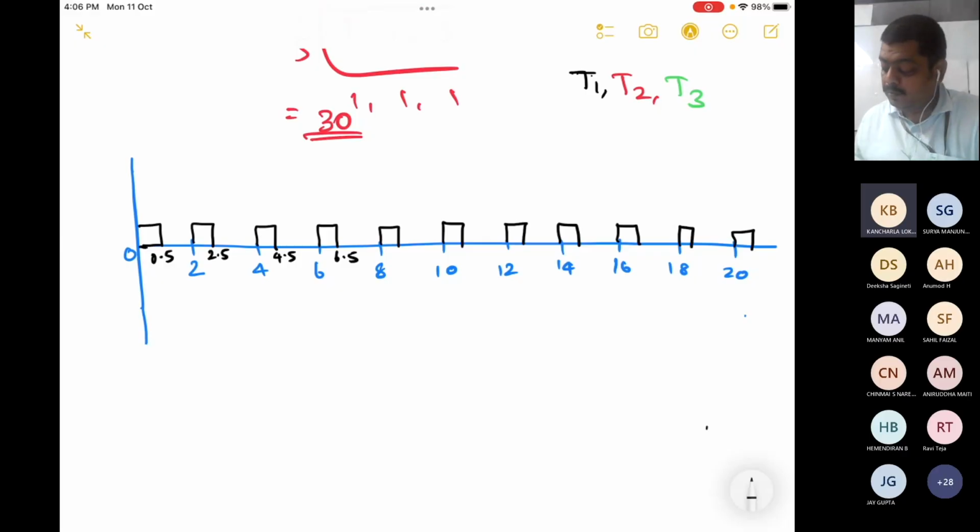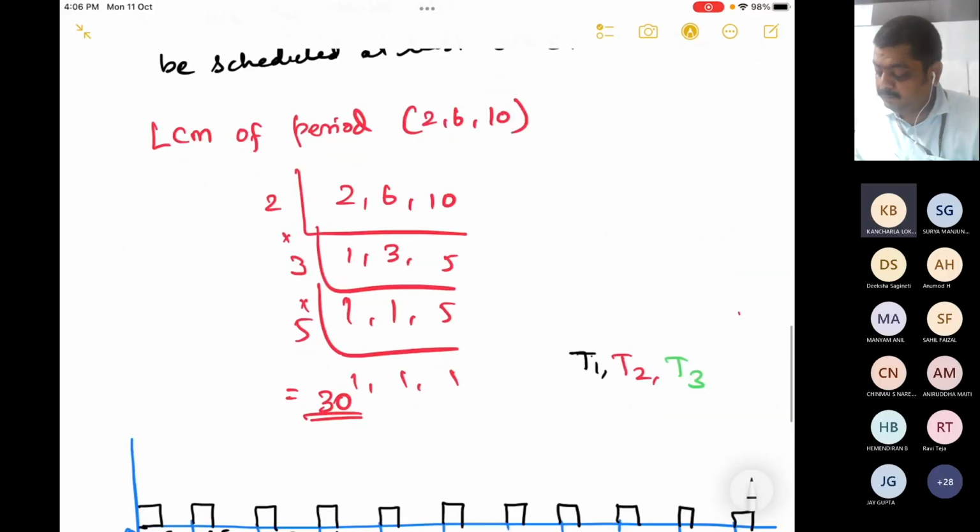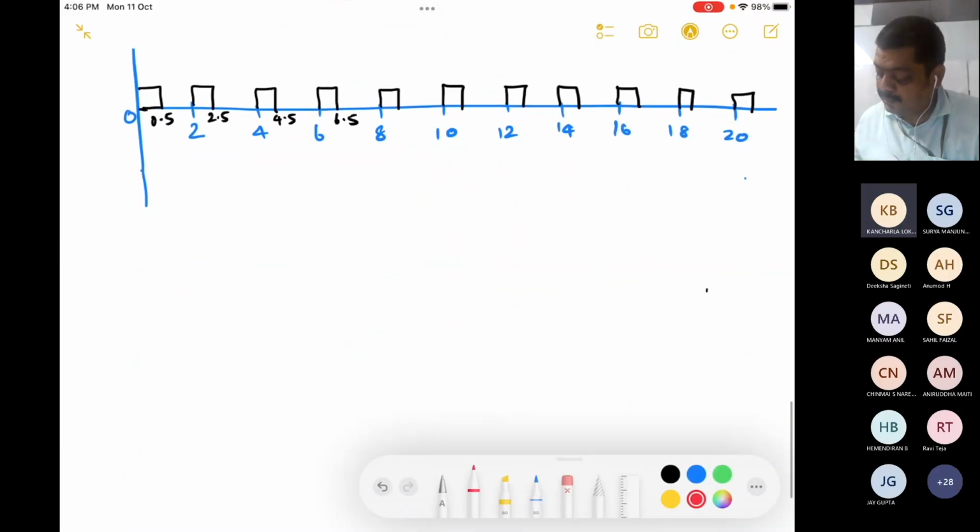Okay, now T1 is executed. Now T2 is there. Since it is a static priority scheduling, I need not check every time, so I can schedule it, because with static priority I know how to handle this RMA algorithm. So T1 is done. Now the T2 task, let me take it in red color.